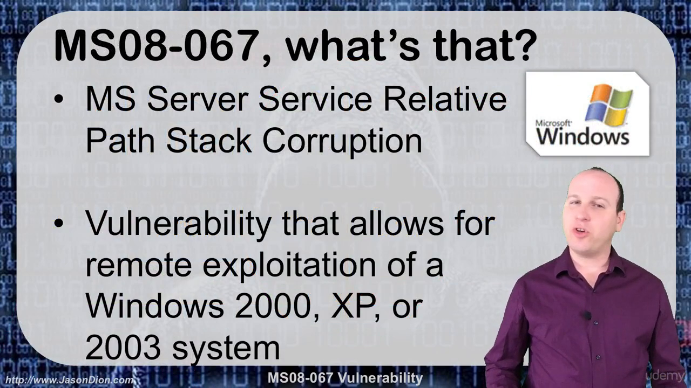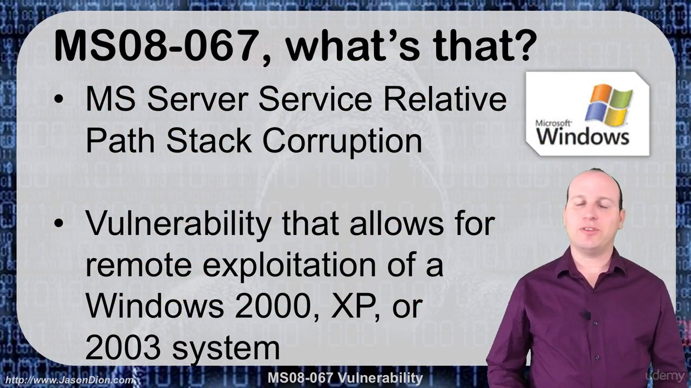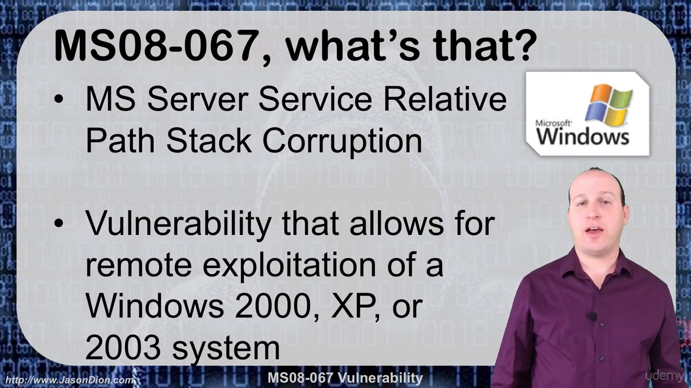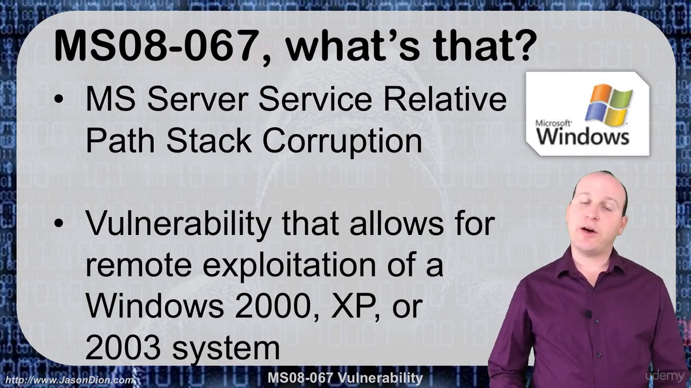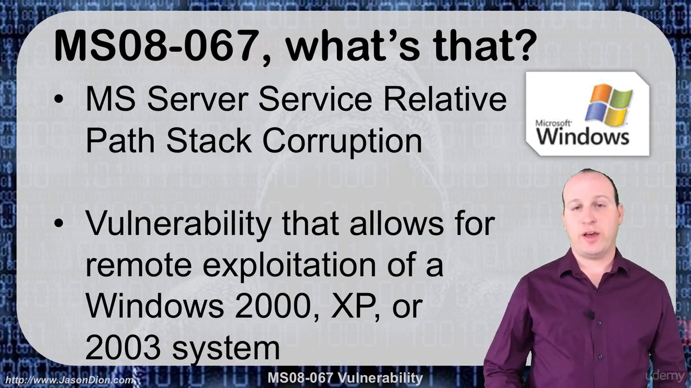So MS08-067, what does that really mean? Well, MS08-067 is the vulnerability number that Microsoft assigned to this particular bug in their code. It is the Microsoft Server Service Relative Path Stack Corruption. Now, this vulnerability allows for a remote exploitation of a Windows 2000, 2003, or XP system.